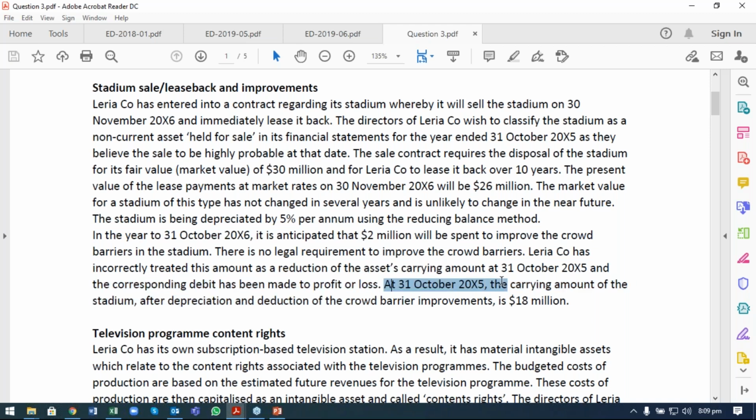Second thing is, at 31st of October 2005, the carrying amount of the stadium after depreciation, reduction of the crowd barriers improvement, is 18 million. So you can explain that this is not the correct treatment. And one more thing, it is anticipated in the future, and there is no legal requirement for the company to improve the crowd barriers, and hence this should not be considered as an indicator of impairment. This is something Laria company has planned, to improve the crowd barriers.